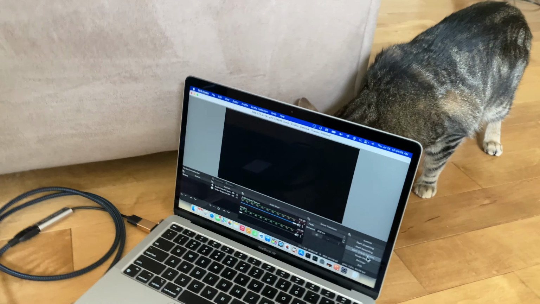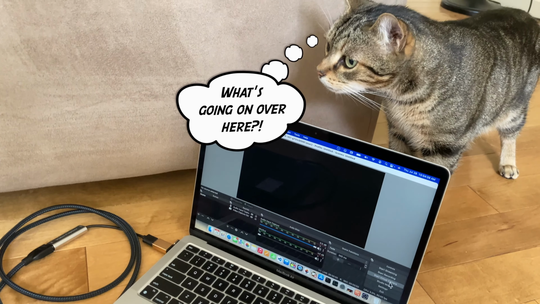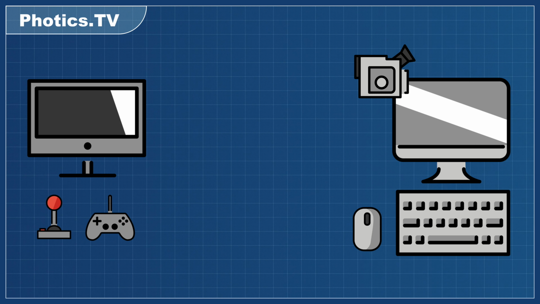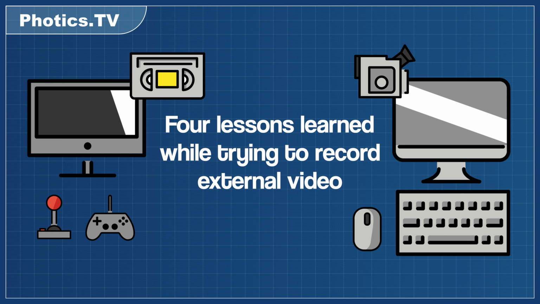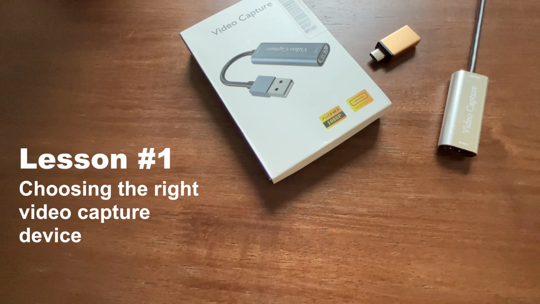It explains how to use a computer to capture video from an external source, such as a game console, another computer, camera, or another device. This video contains 4 lessons learned while trying to record footage from external sources for Phottix TV. The first lesson is choosing a video capture device.